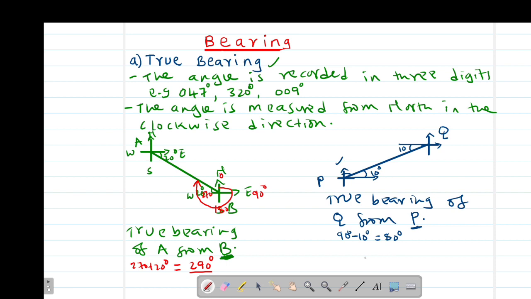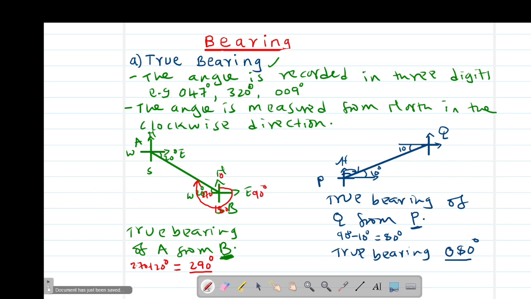Therefore, the true bearing, you are going to record the angle as 080 degrees. So you are adding 0 because these are 2 digits. You have said it must be strictly 3 digits. So it will be 080 degrees. Then remember, I'm picking the upper angle because this is where I'm having the north. So the angle is measured from the north in the clockwise direction.